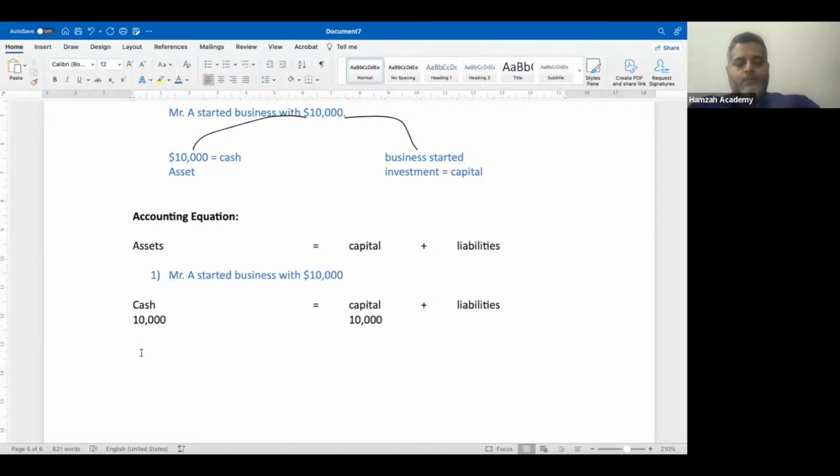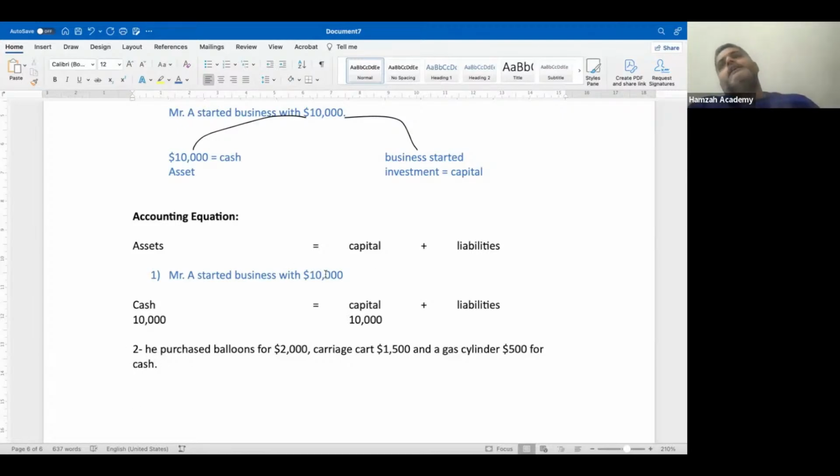Now let's take a look at another one. He purchased balloons for 2,000, a carriage cart for 1,500 and a gas cylinder for 500, for cash. What he did with the $10,000 is start the business of selling gas balloons. So he purchased the balloons for 2,000, a carriage cart for 1,500 and a gas cylinder for 500 for cash.